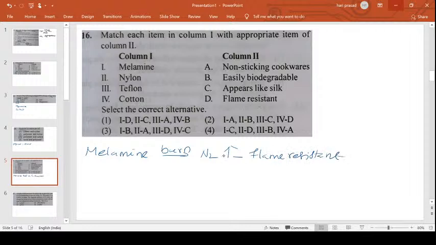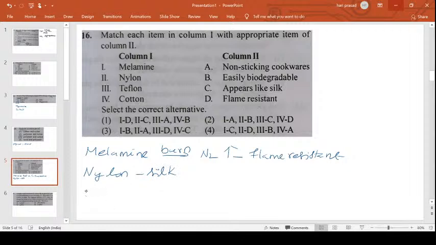So melamine on burning gives nitrogen gas, which is not supporting combustion. Therefore, it is flame resistant, we can say. Next, this nylon. This nylon looks like what? It looks like silk. This nylon looks like a silk, we can say.